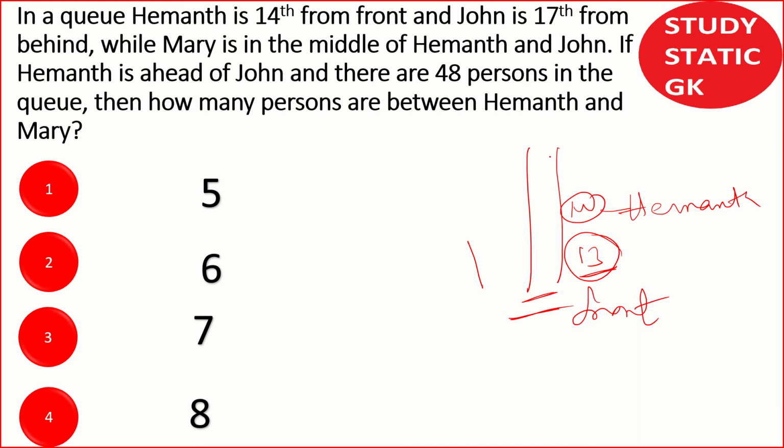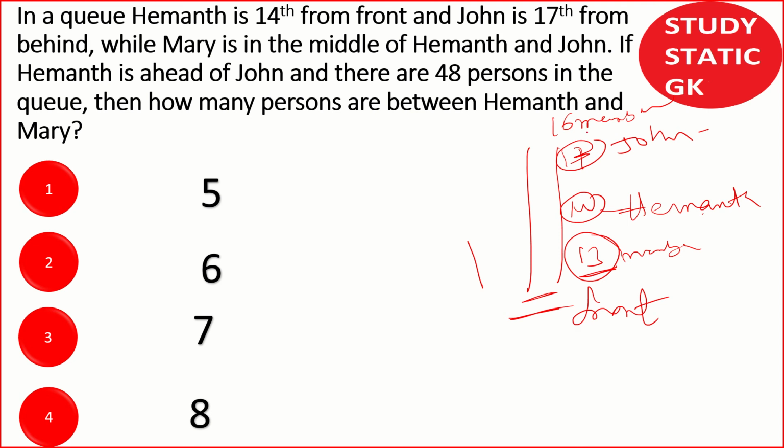John is 17th from behind. Here 17th is John, so 16 members are there behind. So 16 members are there from the last. From the behind, the 17th member is John. From the beginning, the 14th member is Hemant. So in front of Hemant there are 13 members, and behind John there are 16 members, and this is one of the possible cases.